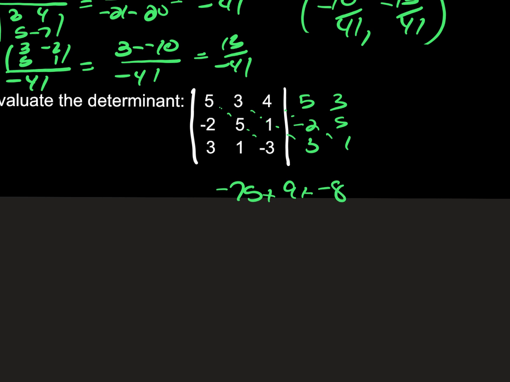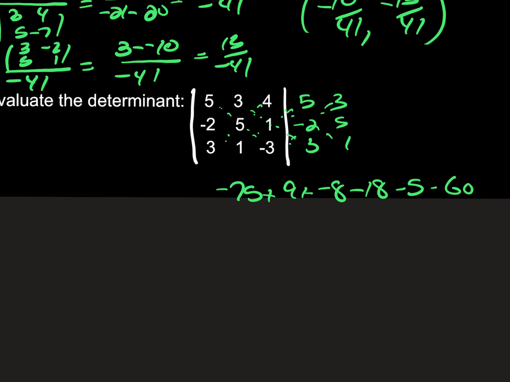And then I'm going to start the other way, from the top right, go in this direction. 3 times negative 2 times negative 3 would be 18. Minus this one, 5 times 1 times 1, which is 5. And then finally, 4 times 5 times 3, which is 60. And I'm just going to combine all those things.